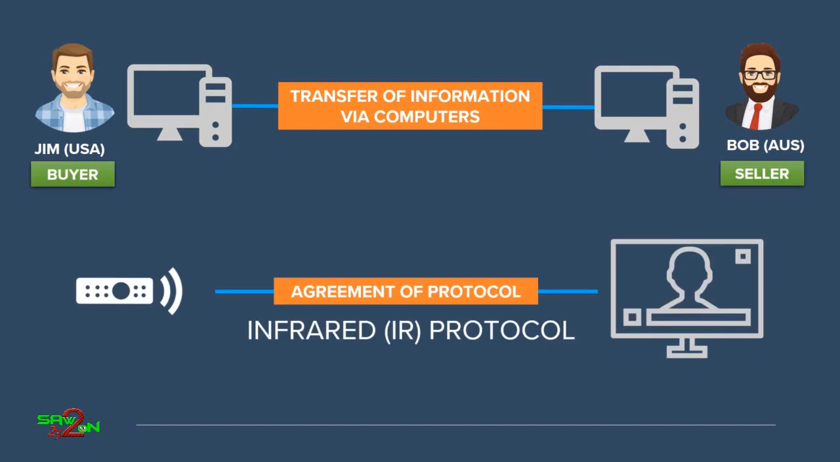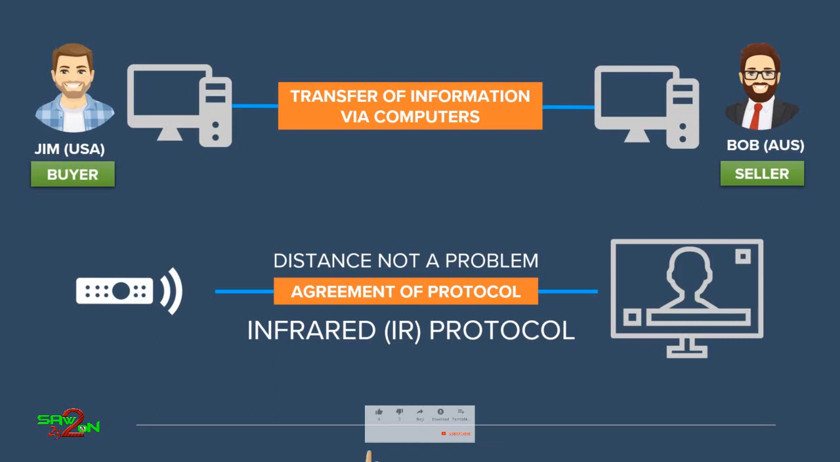Let's take an example of your TV remote and your TV, where we agree on a protocol saying that the infrared protocol is used to communicate between your TV remote and your TV. So that's not a problem. Communication can happen. You can control your TV with your remote. But the problem is the distance between your TV remote and your TV. Obviously, if you take your remote and go out of your house and try to control your TV, it will not happen, because distance is a problem.